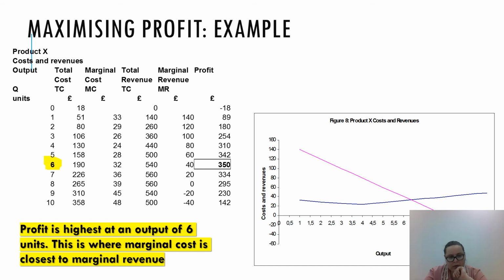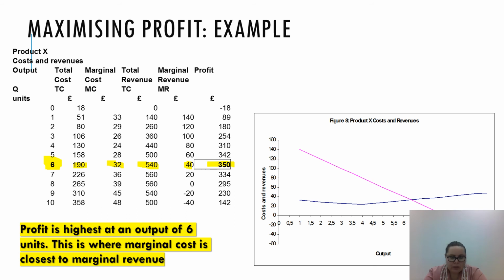Here it is. So you can see, for example, the total cost is £190. The marginal cost is 32. The total revenue is £540. The marginal revenue is 40 and the profit is 350.